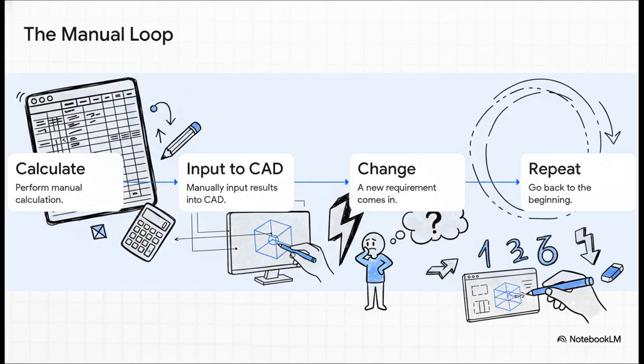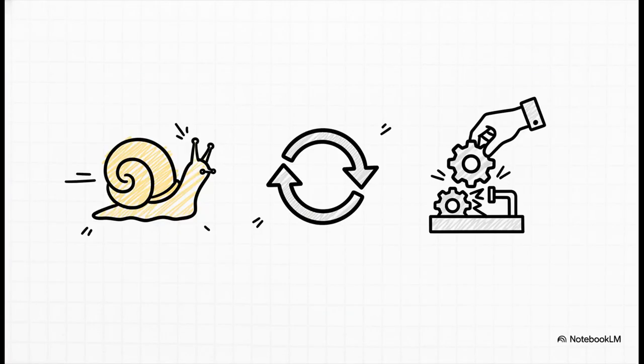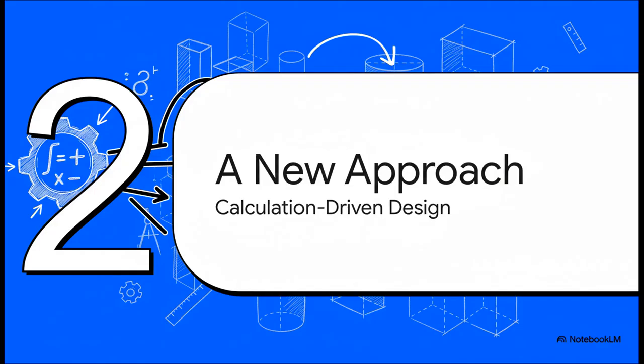And then, of course, the requirements change. And just like that, you're right back at square one, recalculating, re-entering, and praying you don't make a typo along the way. This old way of doing things is not just a hassle, it's slow. It is super repetitive. And probably worst of all, every single time you manually enter data, you're opening the door for a mistake. So the big question is, how do we break out of this cycle?